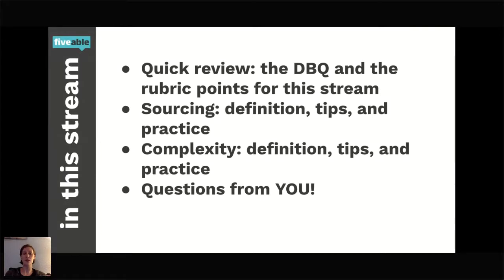And then I want to go over the idea of sourcing. That's really going to take the biggest chunk of our time. Talk about what is sourcing, what are some good tips for sourcing, and then walk you through some practice for sourcing a document. If we've got some time, I would love to also talk about the idea of complexity in a document-based question. This is one of the more challenging skills because it's one of the least concrete.